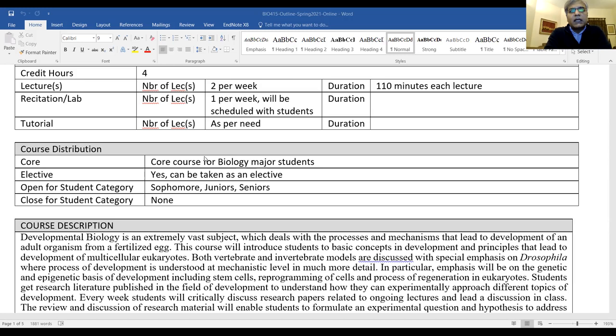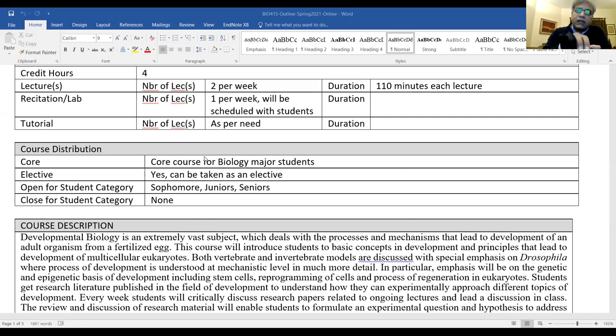Developmental biology lies at the heart of genetics, molecular biology, cell biology, and biochemistry. And out of all of them, cell signaling plays a pivotal role during development.